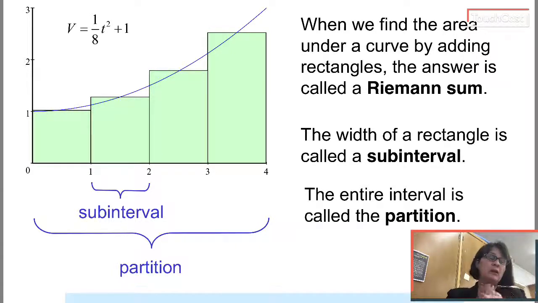If we wanted to improve our estimate, we could think about whether we wanted to switch from LRAM to RRAM to MRAM, or maybe even use trapezoids. But if we really wanted to be certain that we were going to improve our estimate, we should add more rectangles or more trapezoids.